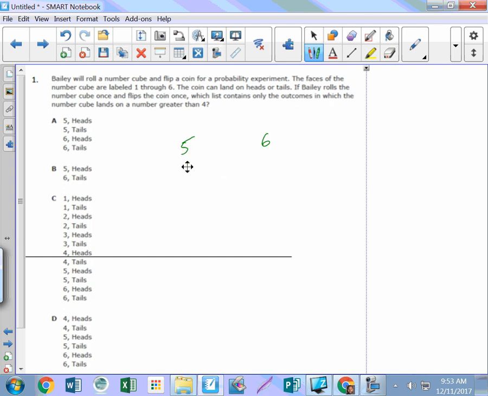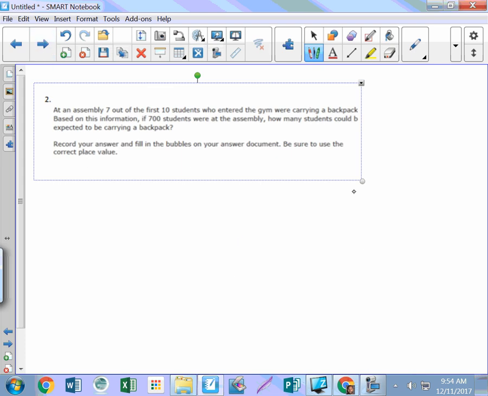So if it lands on a 5, it can get heads or tails. 6, that means heads or tails. So if we list that out, that's 5 heads, 5 tails, 6 heads, 6 tails. Okay, so you should have gotten A as your answer.